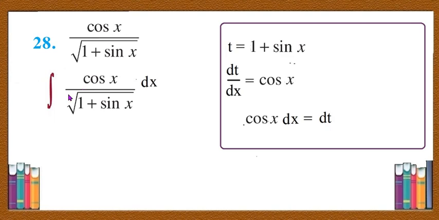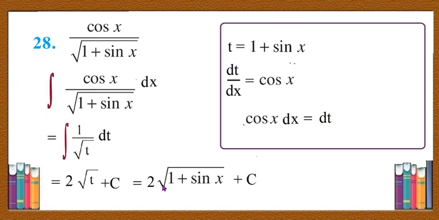The integral will reduce like this. That is equal to integration of 1 by root t into cos x dx, which is dt. And integration of 1 by root t dt is 2 root t, and that's equal to 2 root t plus c. And what is t? t is 1 plus sin x, and that is equal to 2 root of 1 plus sin x plus c.